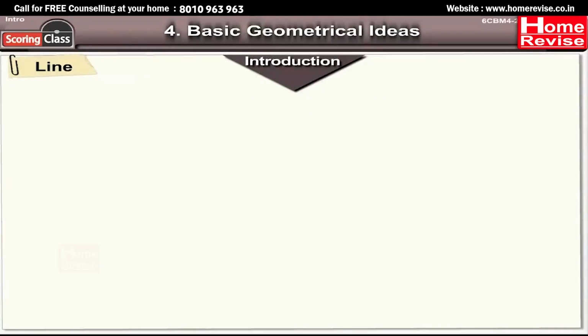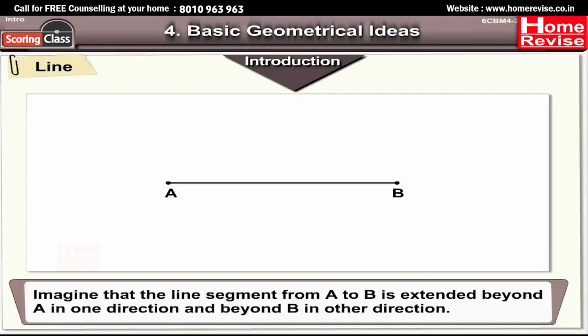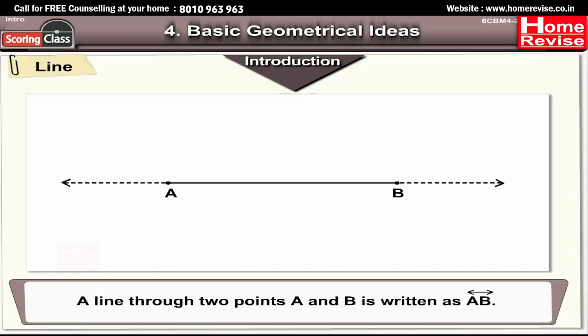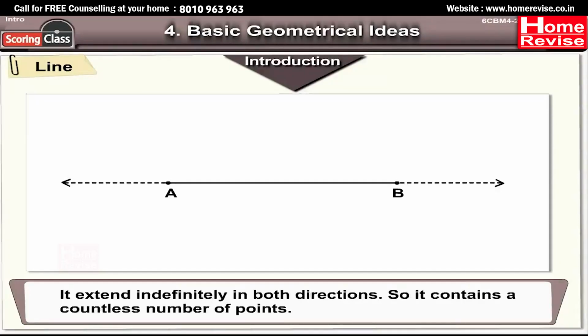A line. Imagine that a line segment from A to B is extended beyond A in one direction and beyond B in the other direction. You now get a model for a line. A line through two points A and B is written as line AB. It extends indefinitely in both directions, so it contains a countless number of points.